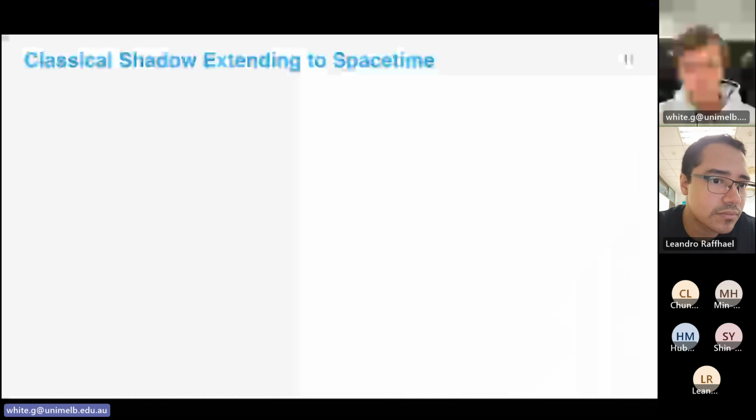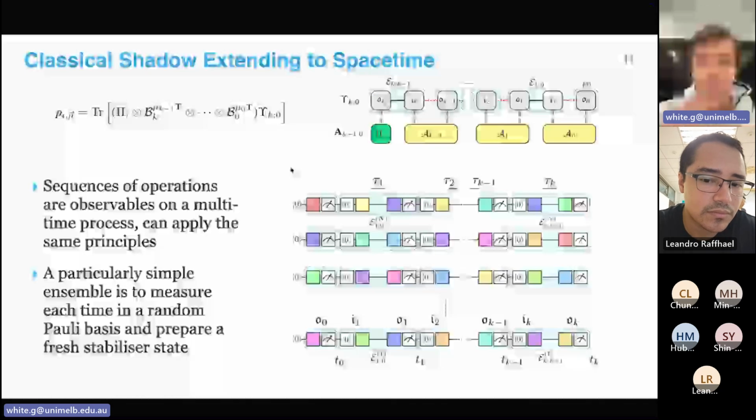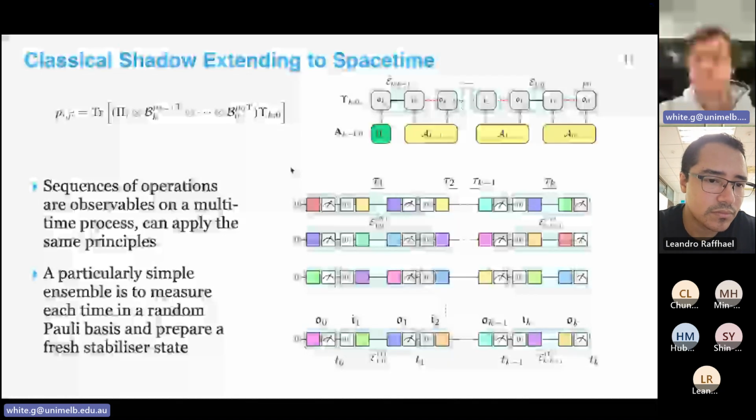So if you were to fully determine a process tensor on a d-dimensional system for k time steps, then the number of measurements grows like d to the 4 times k, or d to the 2 times k, sorry.